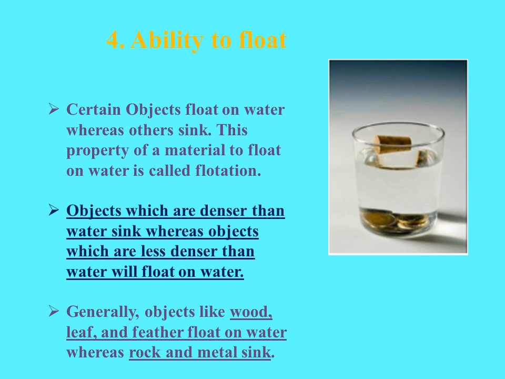A leaf floats on water, as do wood and feather; these are all less dense than water. They are lightweight, so they easily float on the surface of water. But on the contrary, a metal spoon, which is heavier or denser than water, or a rock or metal, easily sinks in water.